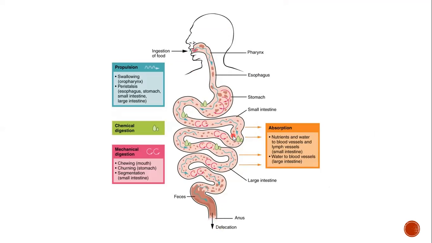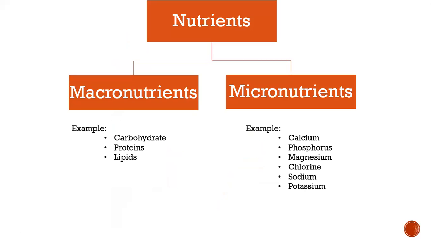Food contains nutrients, right? These nutrients are taken from our food by this digestion period. The nutrients that we take from the food can be categorized into two groups as macronutrients and micronutrients. Macronutrients are the nutrients that are used in our body in larger amounts. Micronutrients are the nutrients that are used in our body in small amounts.